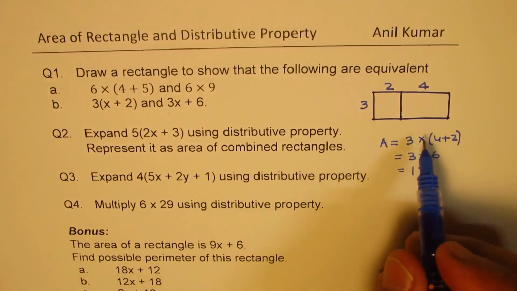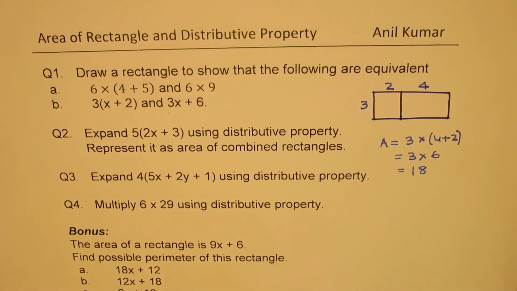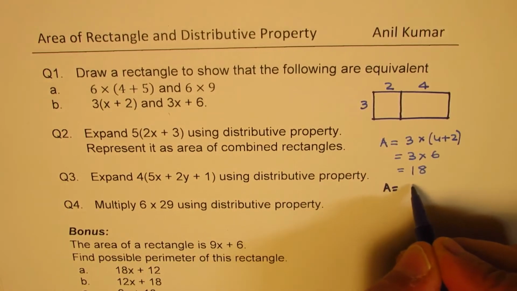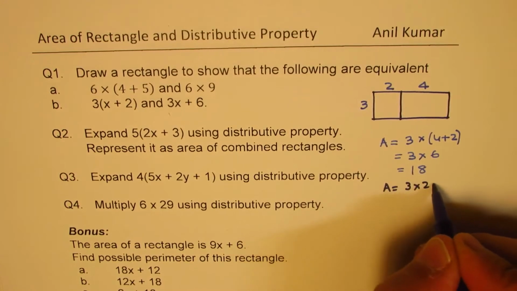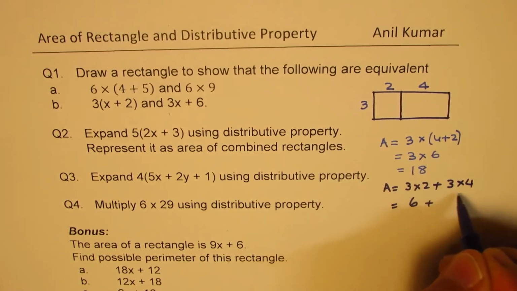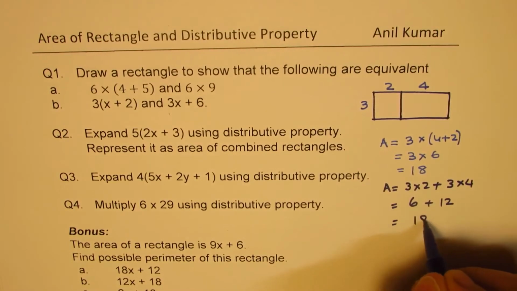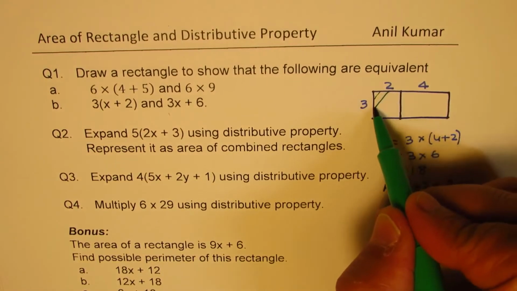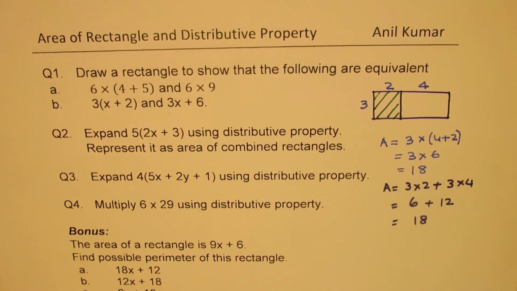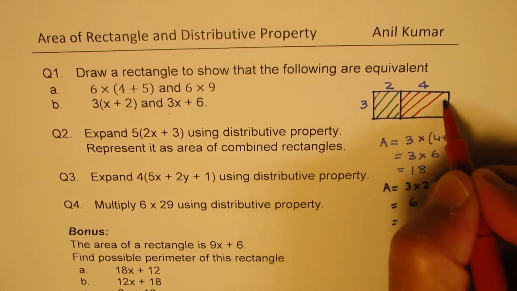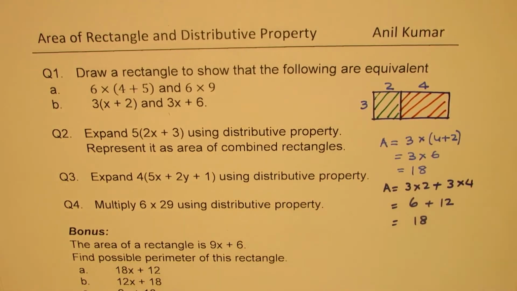The other way of doing it is that you find area of each portion, right? So the area of this portion is 3 times 2, right? So we have area as equal to 3 times 2 plus 3 times 4, right? So 3 times 2 is 6 and 3 times 4 is 12, and when you add, you again get 18. So what we did was, we used our rectangle area. So this area combined with the other area gives us the total area, correct?